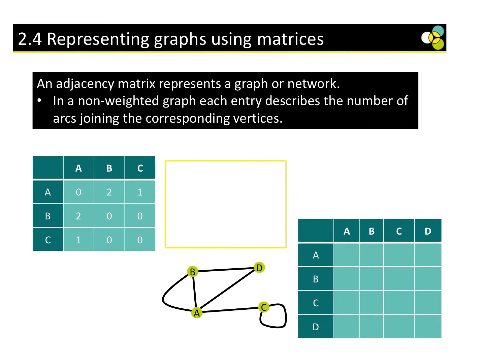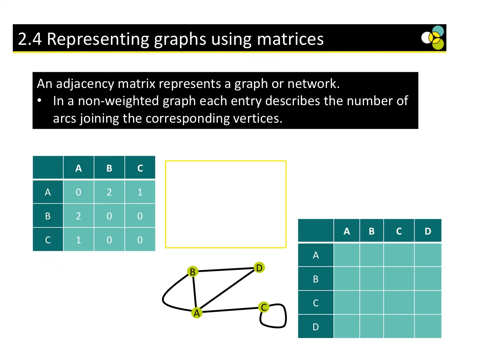So, representing graphs using matrices, okay? So, what we're going to do is we're going to do 2 things. Number 1, this is a matrix, and we're going to draw a graph, and this is a graph, and we're going to draw a matrix, okay? So, in a non-weighted graph, so these graphs, again, aren't weighted, each entry describes the number of arcs joining it. So for the first one, I can see I've got 3 nodes, A, B, and C.